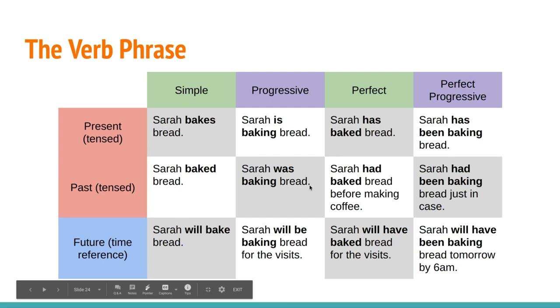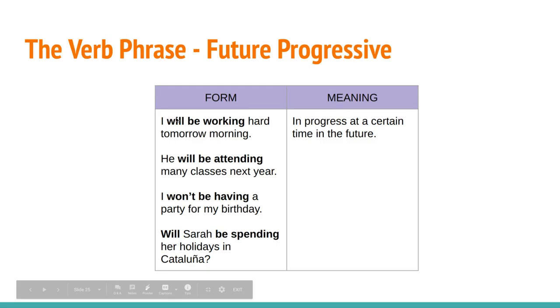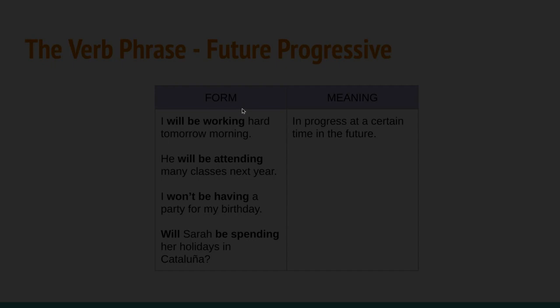For the future progressive, we are going to have the modal to form the future time reference, and the auxiliary for the progressive aspect, which is be: will be, won't be, will she be, and of course the main verb in the ing form. The meaning is in progress at a certain time in the future.